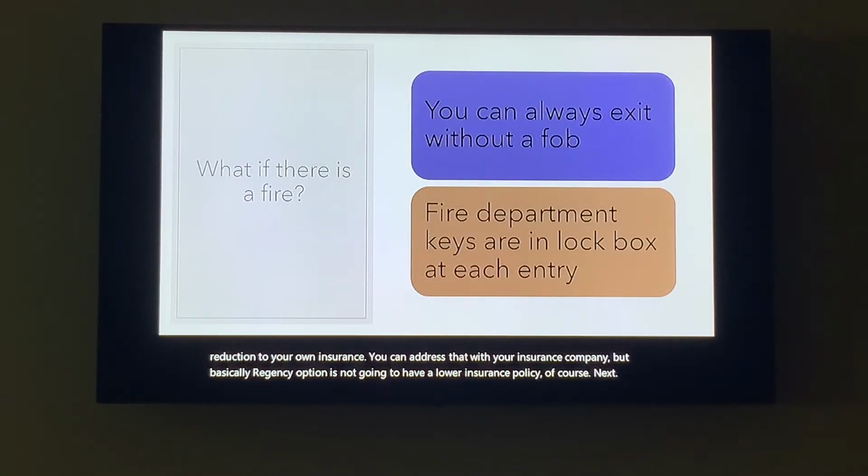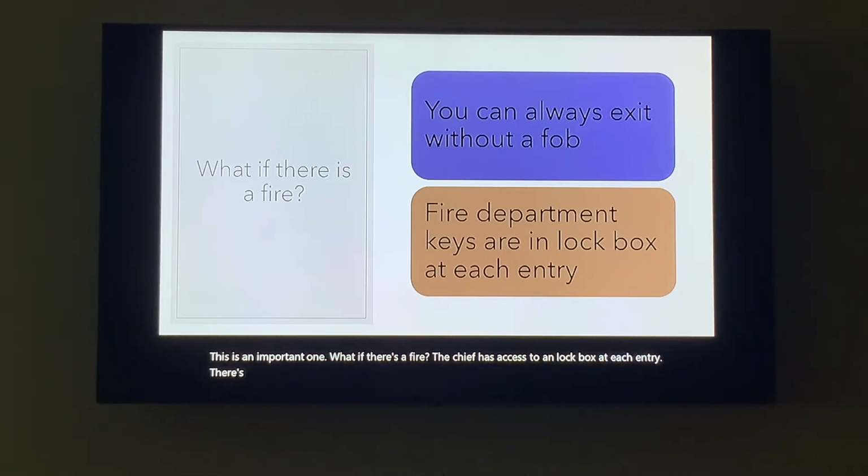This is an important one. What if there's a fire? Well, the chief has access to a lockbox at each entry. So that takes care of the fire. If there's a fire, they'll come to the entry, they'll get the key, they'll get their master fob, and they can go anywhere in the building. They'll be tracked, but they can go anywhere in the building.